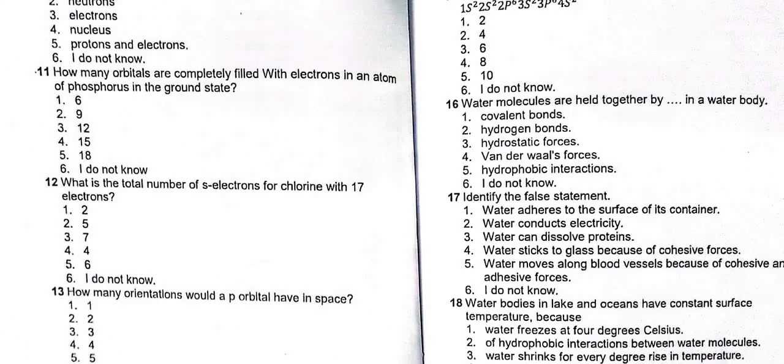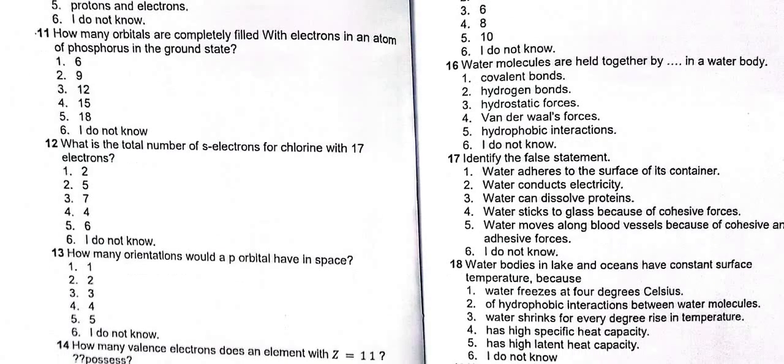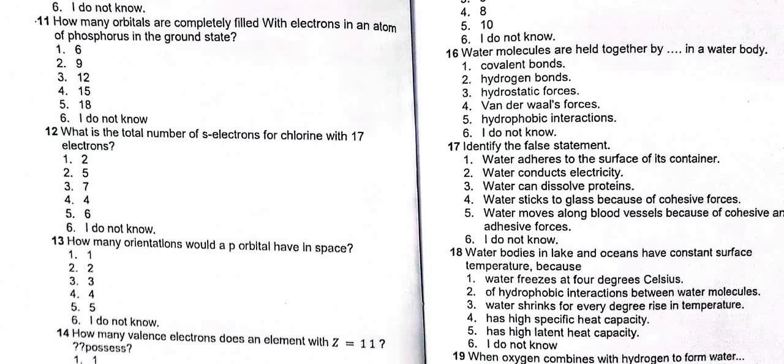Then let's have this guy here as our last guy for today, because it's almost 22. So how many orientations would a p orbital have in space? How many directions can a p orbital flip in space? What's the correct answer here, guys? The correct answer here is 3. Option 3. There are 3 of them, because a p orbital can either face in the x direction, in the y direction, or in the z direction. Those are the only orientations that the p orbital can have in space.